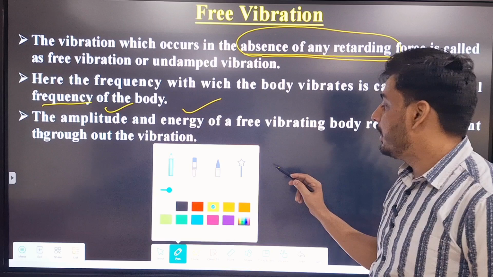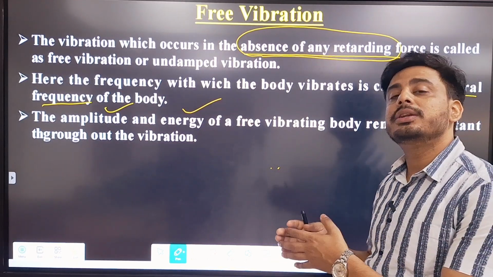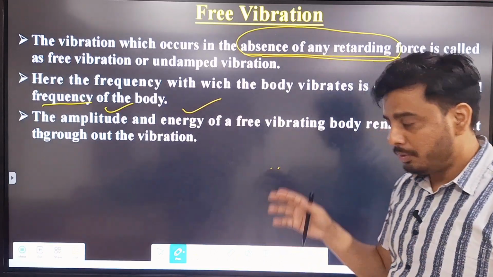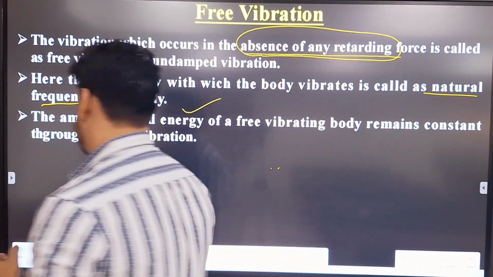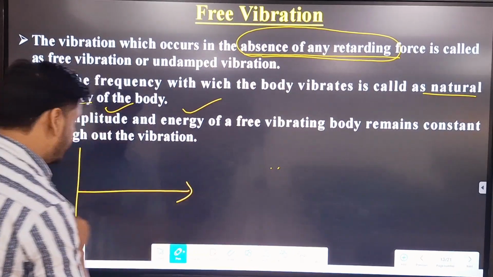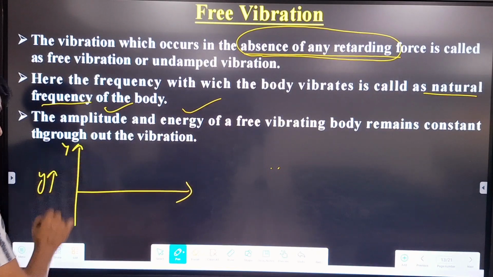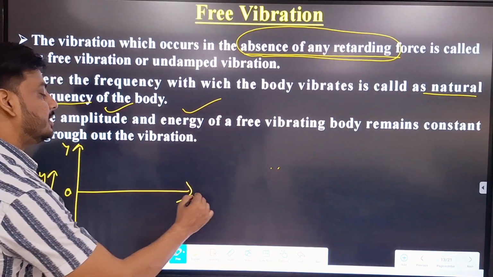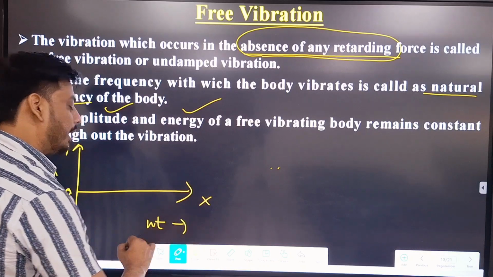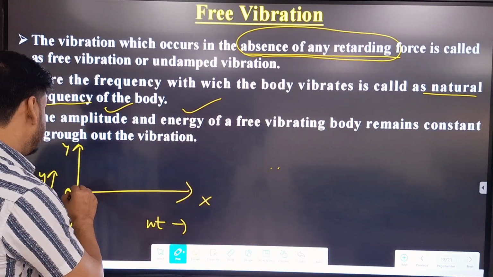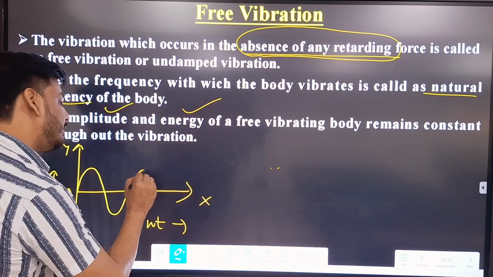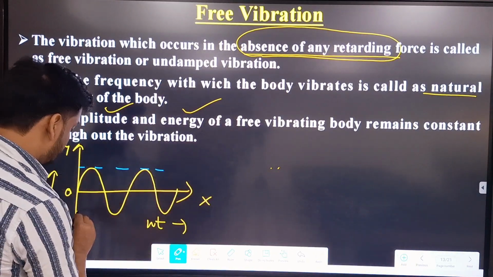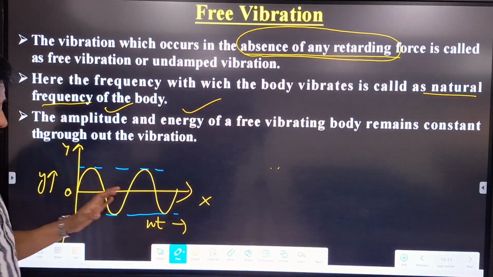So in free vibration, the total energy of the body and the amplitude of the vibrating body always remain constant. If you plot the displacement graph, we have already mentioned displacement y equal to r sin omega t, which we derived in the last class. Here omega t is the angle, or you can write only t. Then you can observe that there is no decrease in the amplitude in case of free vibration. The amplitude remains constant.